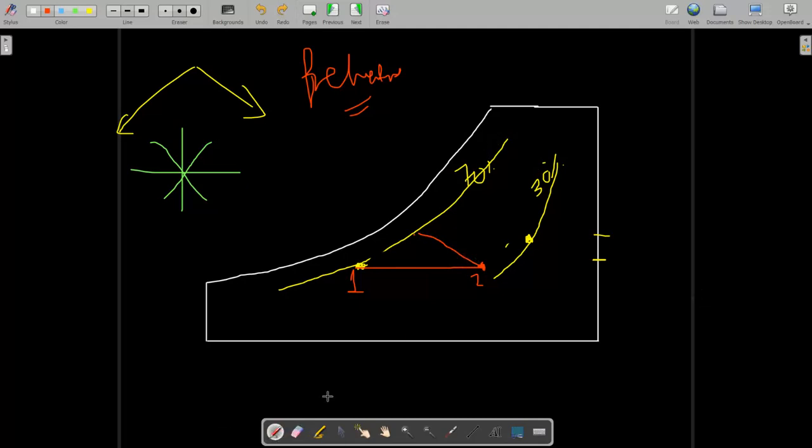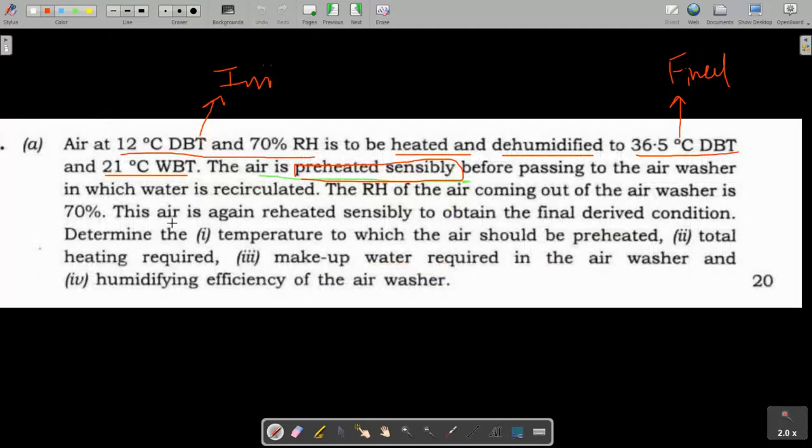Now again we have sensibly heated to get our final point. Then the air is again reheated sensibly to obtain our final desired condition. And here one thing is mentioned, that the water is recirculated in the air washer. Why am I underlining this? Because this has some importance in finding our final answer.